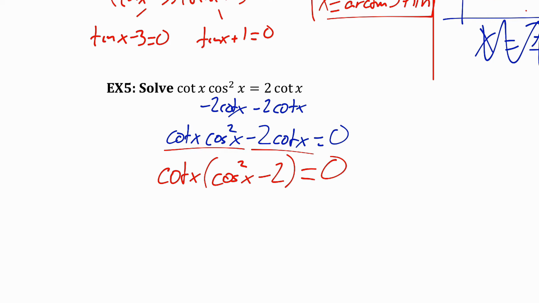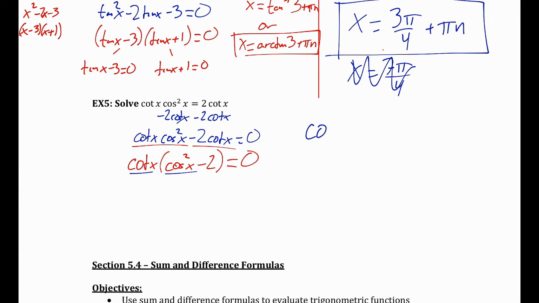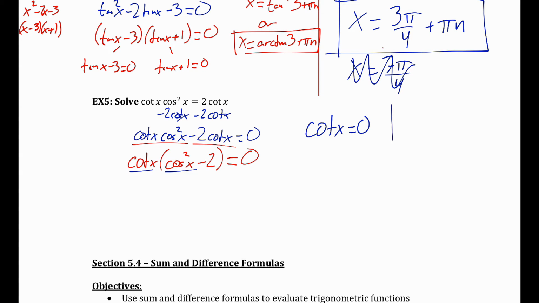So we got another situation where one thing times another equals 0. So let's set both of those equal to 0. So we're going to say the cotangent of x equals 0 is going to be one of our options. And then we're also going to do cosine squared of x minus 2 equals 0. Let's take care of the cotangent one first.